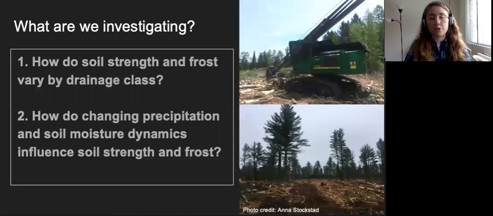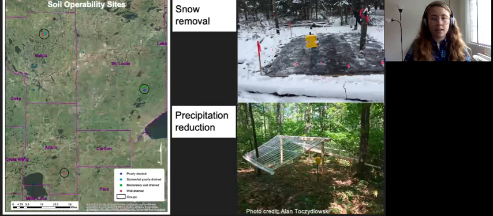So to start off, what are our two main research questions? First, we're asking, how do soil strength and frost vary by drainage class? And secondly, how do changing precipitation and soil moisture dynamics influence soil strength and frost? Now I'll give you a short summary of the project design.